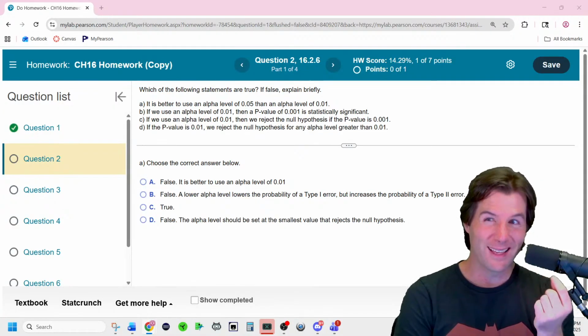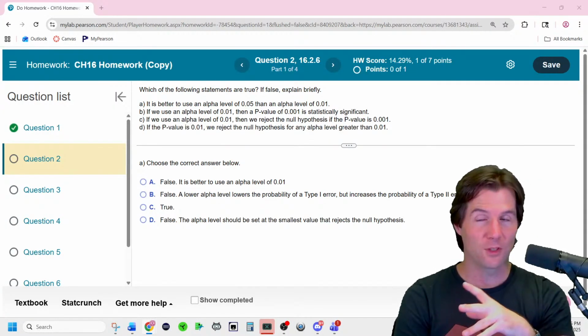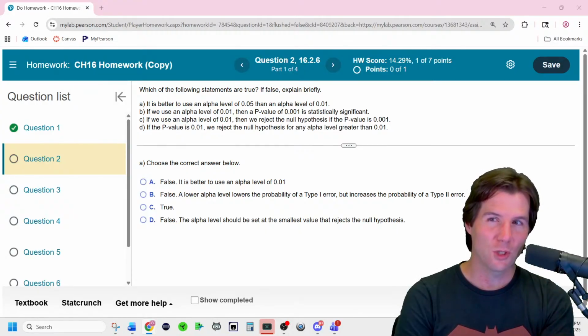If they want to be making fewer type 1 errors, then a lower alpha level is good, but you're also going to have more type 2 errors.